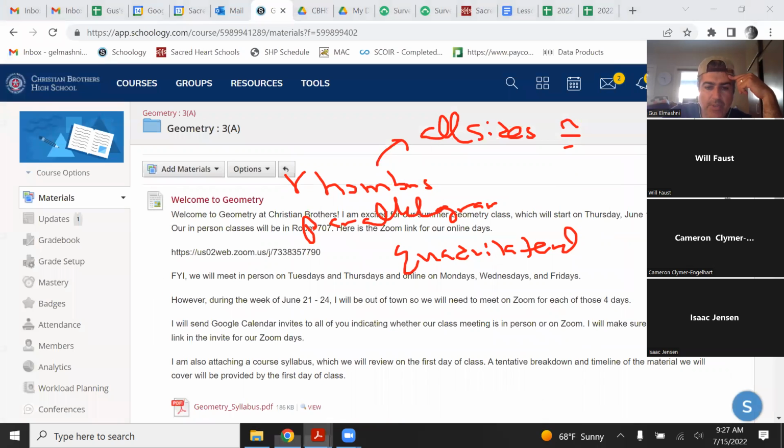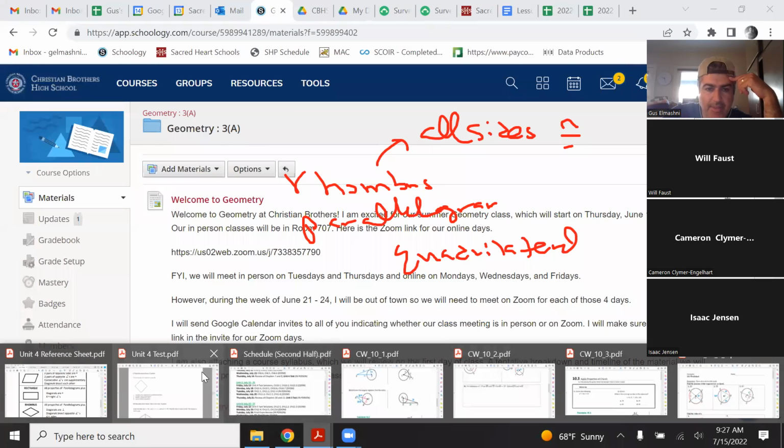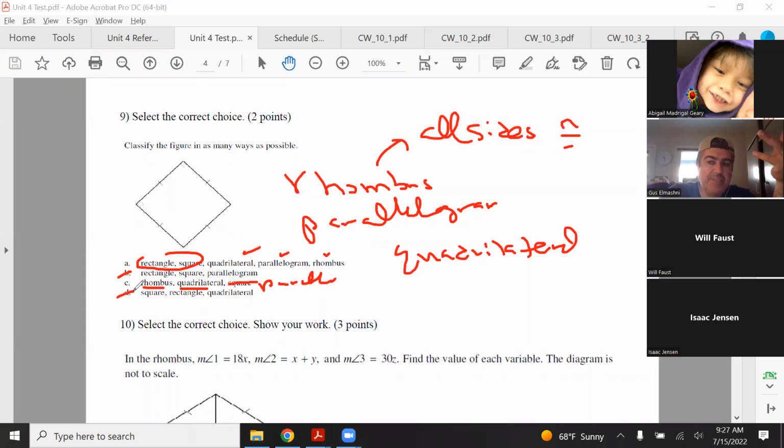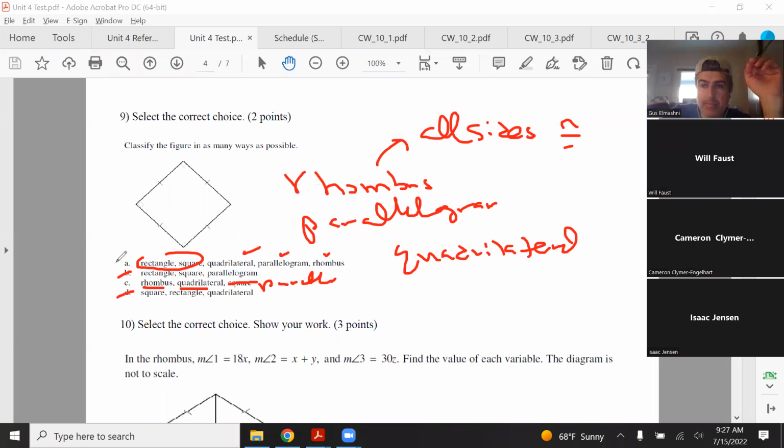The problem is that none of the choices show that. They don't have rhombus, parallelogram, quadrilateral, and that's it. They don't have it exactly like that. I mean, C's pretty close, but that should have been parallelogram. A has rhombus, parallelogram, quadrilateral, but I really don't know about this. And then of course, B makes no sense, nor is D. So I gave you credit for either A or C. If you said A or C, I gave you full credit for it.